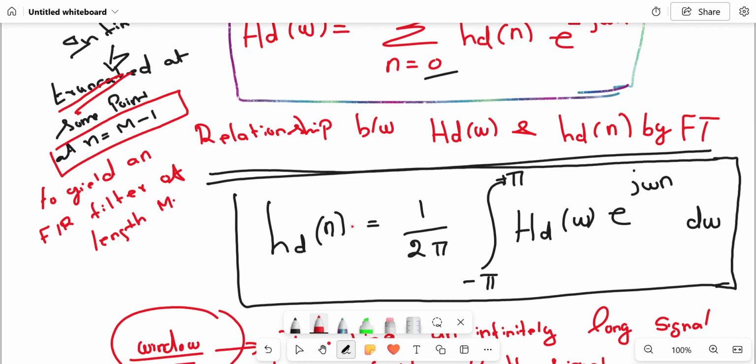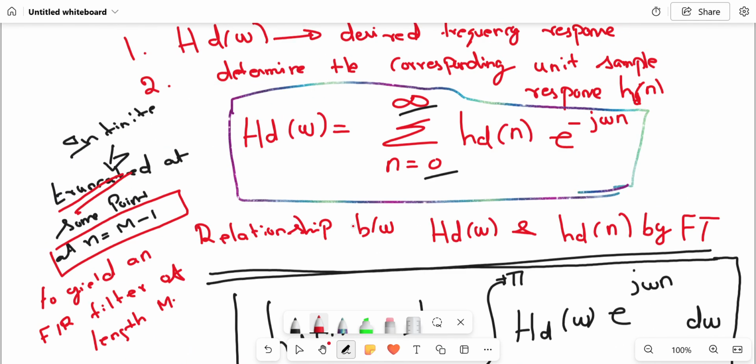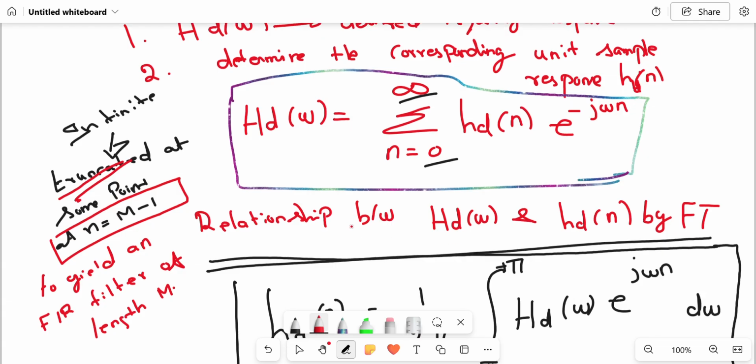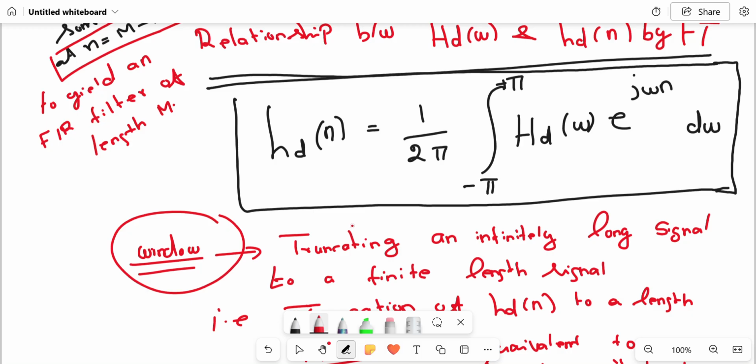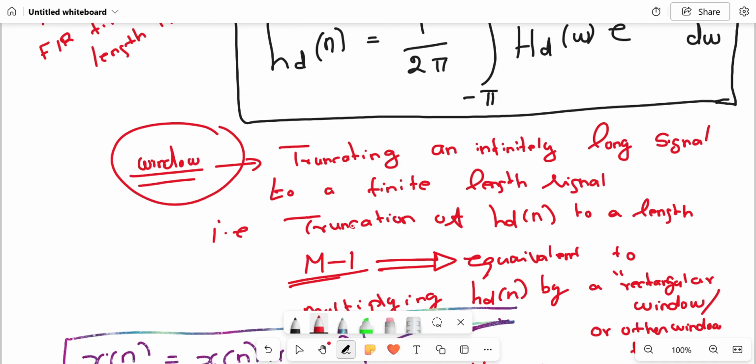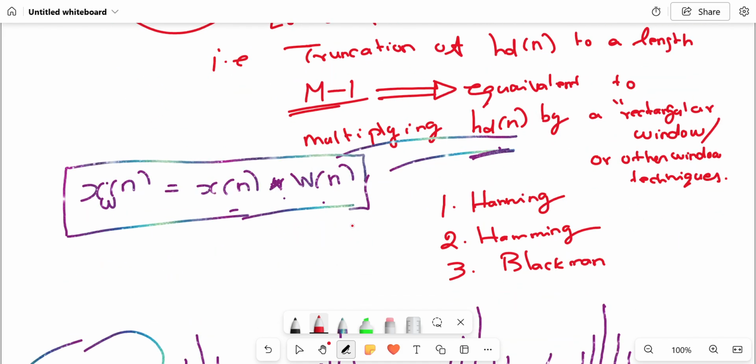Then you go for the window technique. What do you mean by window technique? It is the truncation of infinite duration into finite duration, at n equal to M minus 1. So it yields an FIR filter with length M. So window means truncating an infinite length into finite length. How can you truncate infinite into finite length? By multiplying HD of n by a window function. The window function may be a rectangular window or another window technique.